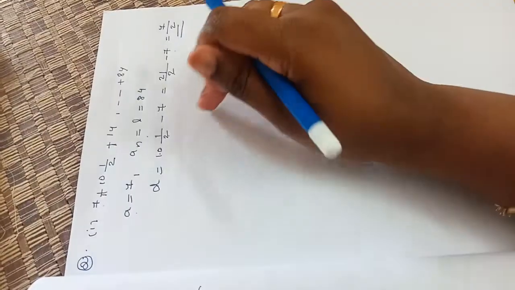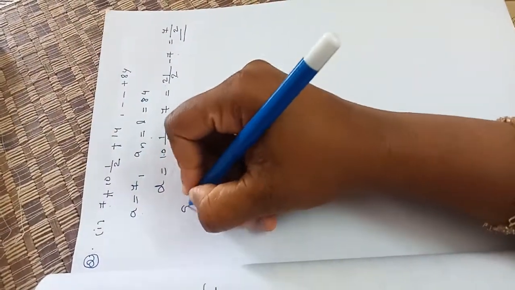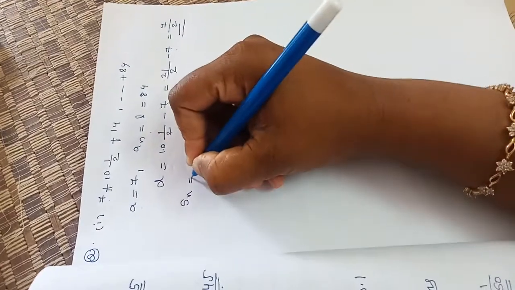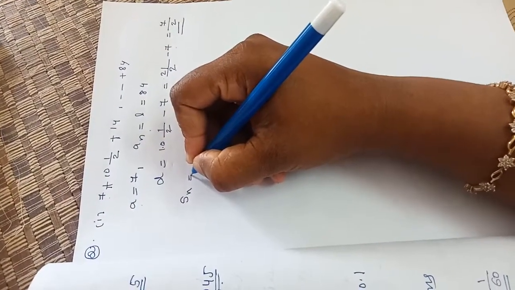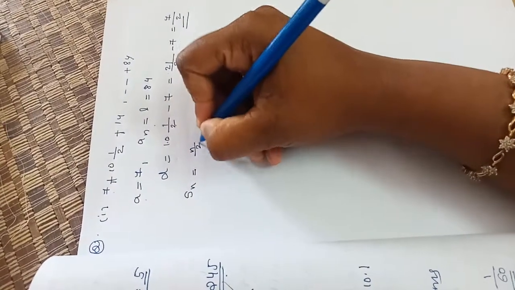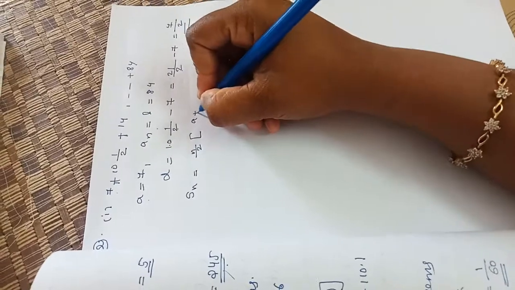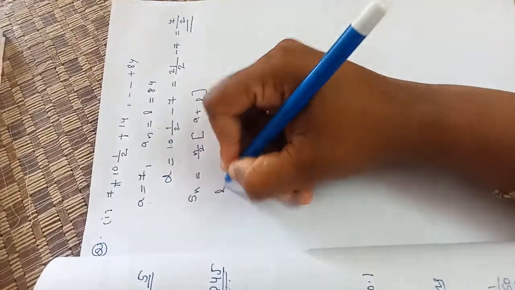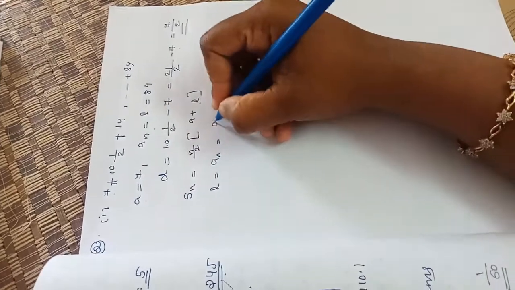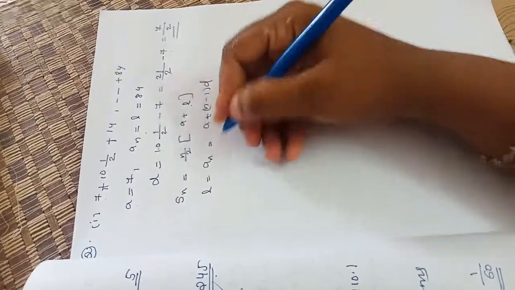From this AP you can write all these terms. So what is the equation? Sn is equal to n by 2 into A plus L. Okay, what is L? L is equal to an, that is A plus n minus 1 into D. So first you should calculate n here.